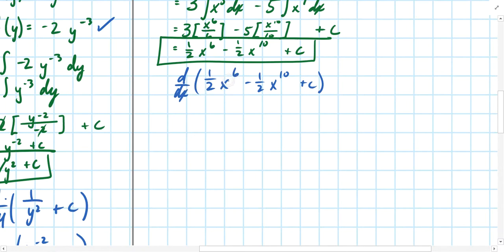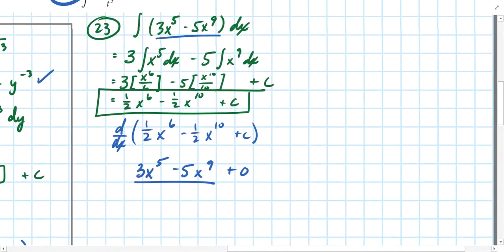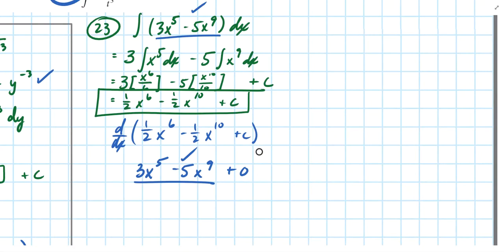Now the derivative of 1/2 x to the 6th power, if I bring the 6 down and multiply it by the 1/2, I do end up with 3, and I reduce that exponent by 1. If I multiply the 10 by a negative 1/2, that becomes negative 5x, and we reduce that exponent by 1. And we could take the derivative of c, which of course is 0. And certainly this expression, 3x to the 5th power minus 5x to the 9th power, does match the expression that we started with here. So I'm perfectly fine with this solution for number 23.